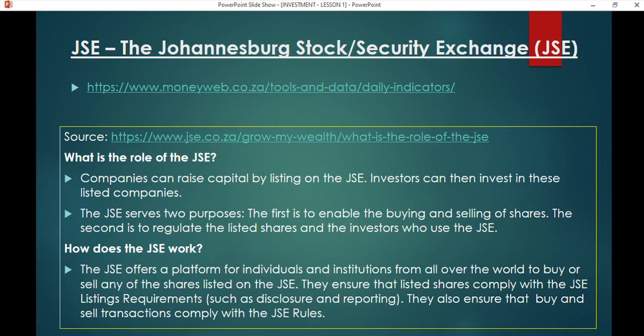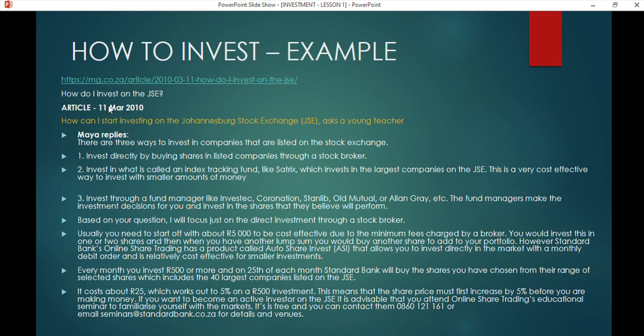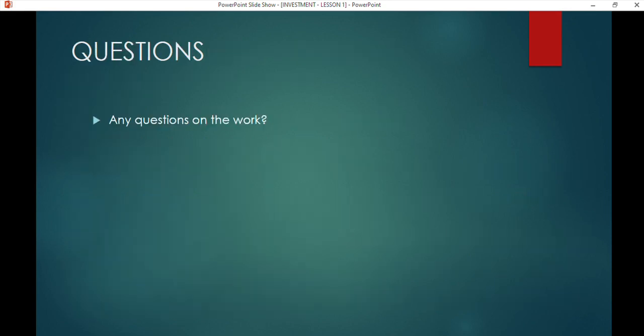So just to conclude, here are some websites that you can follow to see what happens on the JSE. You can see what its role is according to the website information. How does the JSE work? Just as we said earlier, it's a platform for individuals and institutions from all over the world to buy or sell any of the shares listed on the JSE. If you are interested in how to invest, here's an interesting article that you can read.